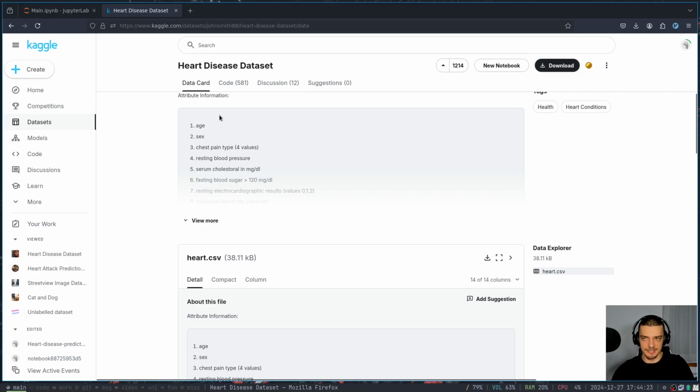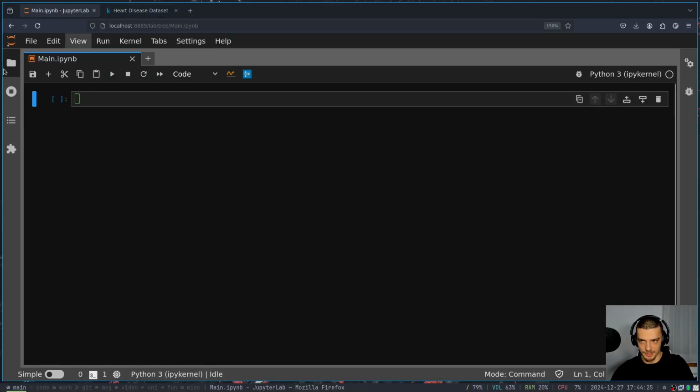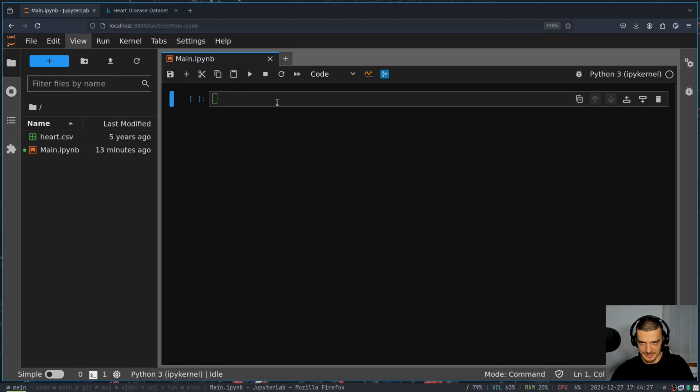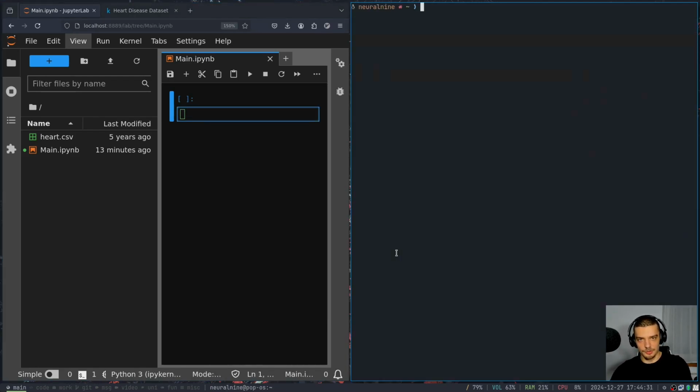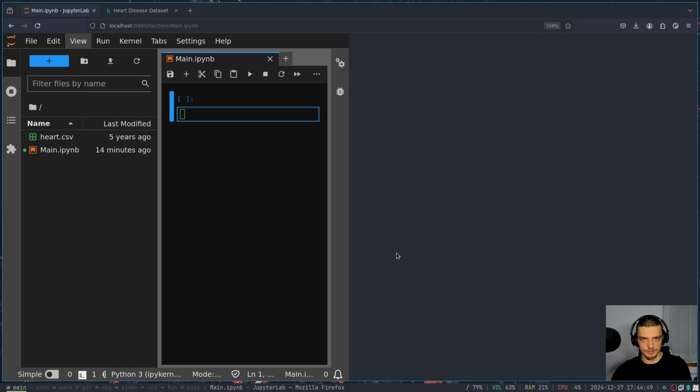Just download it, extract it, and then you can open up a Jupyter notebook and load this CSV file using pandas. Speaking of that, we're going to also install a couple of packages. So open up your terminal and use pip to install pandas, matplotlib, seaborn. I think we're also going to use numpy, and of course we're going to use scikit-learn. These are the packages that we're going to need in this video today. Make sure you have them installed.